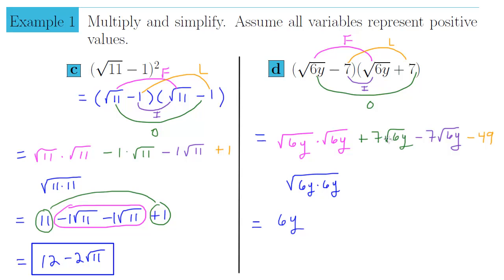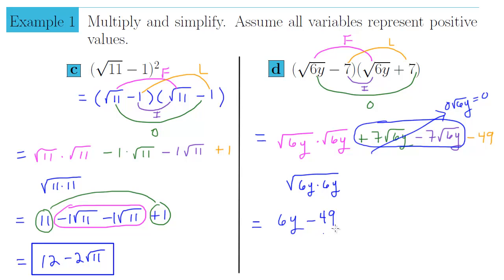Now, this is actually interesting here. We have a positive 7 root 6y minus 7 root 6y. So we can't simplify those square roots, but we can collect them. Altogether, positive 7 root 6y minus 7 root 6y, when you collect like radicals, is going to be 0 root 6y, right, plus 7 minus 7. And 0 root 6y is just 0. So we're not even going to write anything for these. But we do still have a minus 49 tagging along.